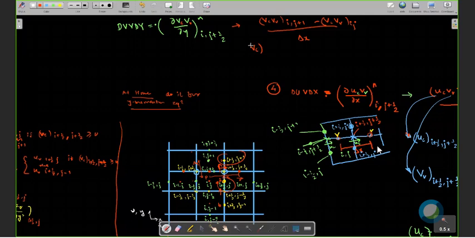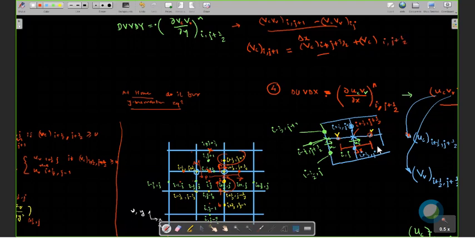But VC is defined only at the face centers. So take the average of these two. So VC at I, j plus 3 by 2 plus VC at I, j plus half, divided by 2. Okay.